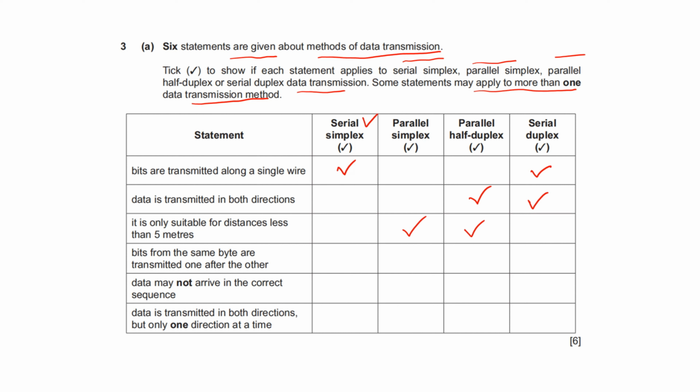Next one is "bits from the same byte are transmitted one after the other." Bits are sent one after the other, so that is serial data transmission: serial simplex and serial duplex. Next one is "data may not arrive in the correct sequence." That is parallel: parallel simplex and parallel half duplex. Last option is "data is transmitted in both directions, but only one direction at a time." That is half duplex. Okay, number 3.